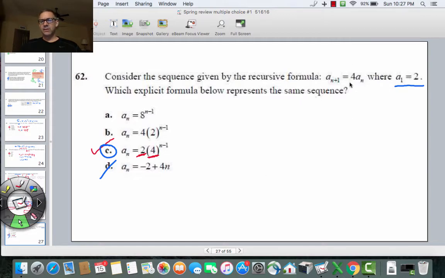This one is a geometric sequence. You're having to multiply by 4, and the first term is 2, so that's why that first little number in front is a 2, and then the number that's in parentheses is a 4.